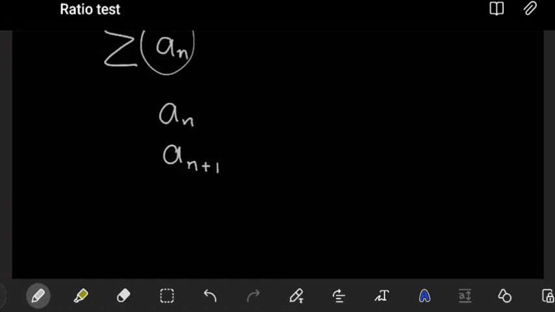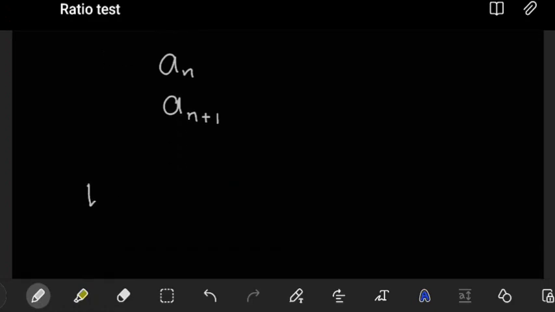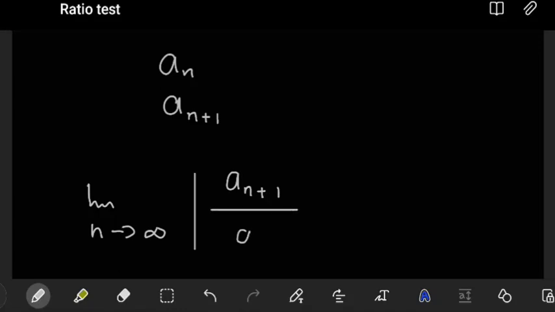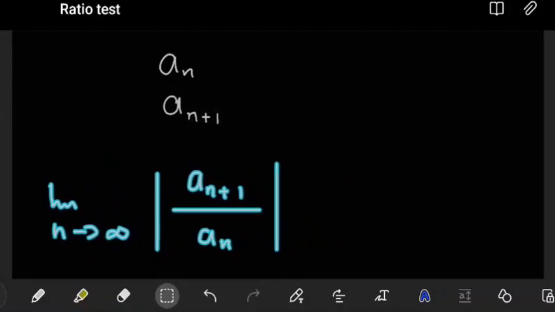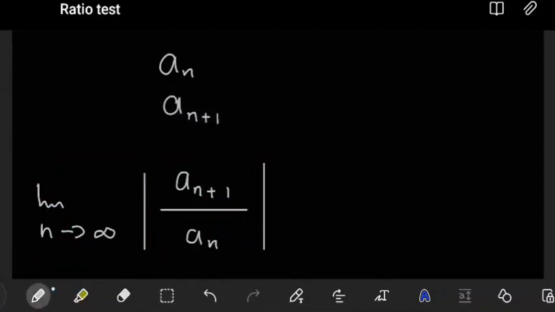Now, to use the ratio test, we have to evaluate the limit as n approaches infinity of the modulus of the ratio of a sub n plus 1 with a sub n itself. So we're going to divide a sub n plus 1 by a sub n. Now, to determine whether a sub n converges or diverges, we will have to make a comparison of our solution here.